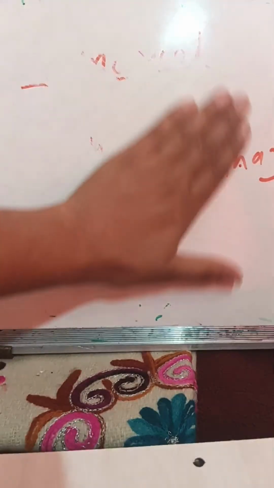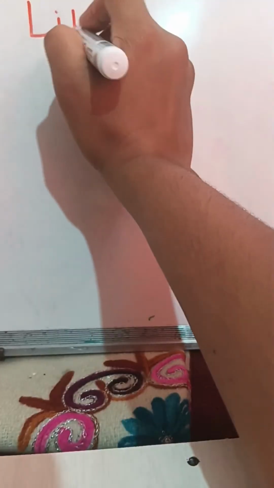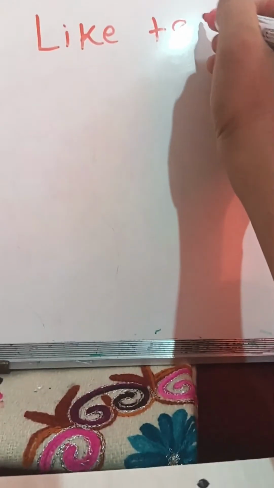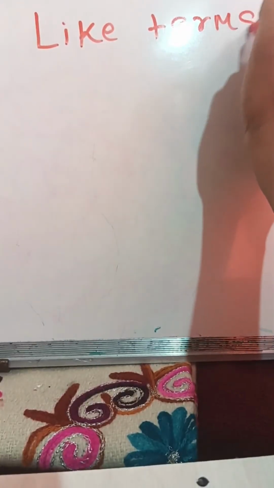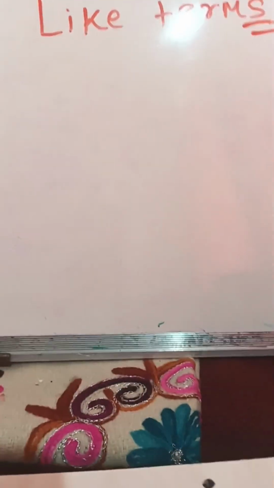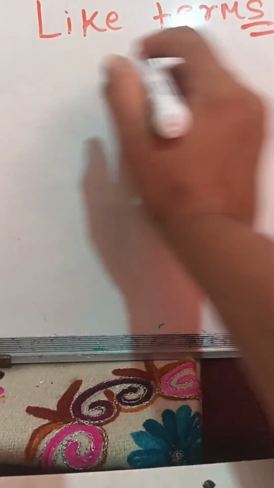Now we'll learn another part: like terms and unlike terms. In the exam we have a question: find out the like terms in the following expressions. So what is a like term? A like term is a term which contains the same factors.